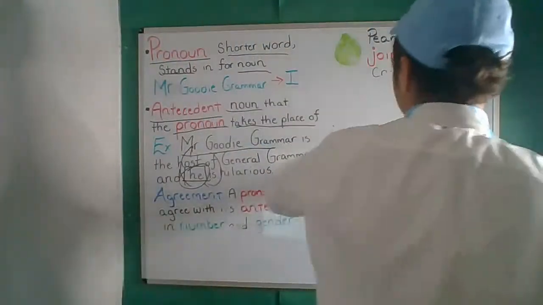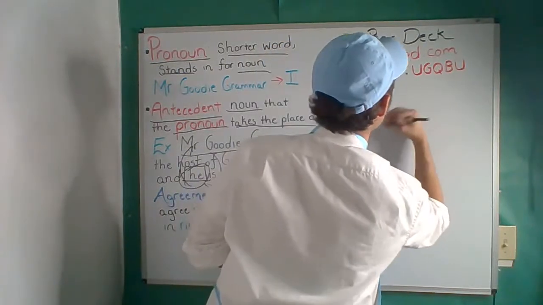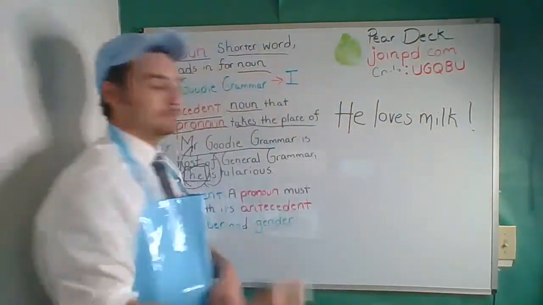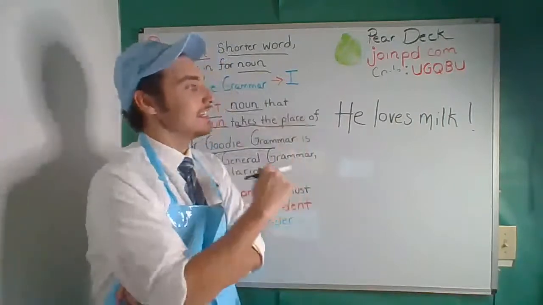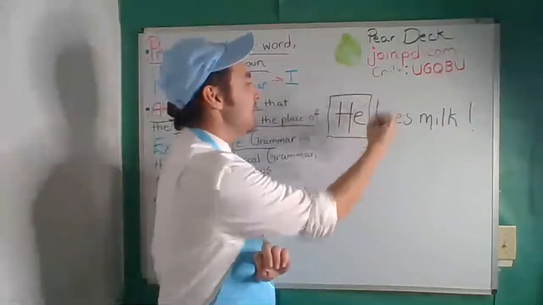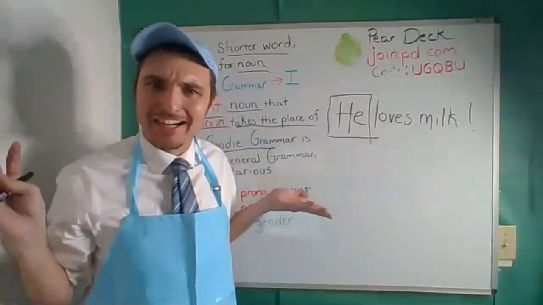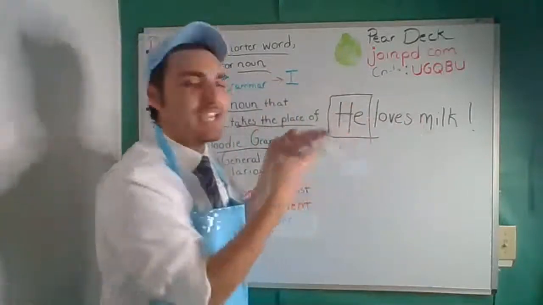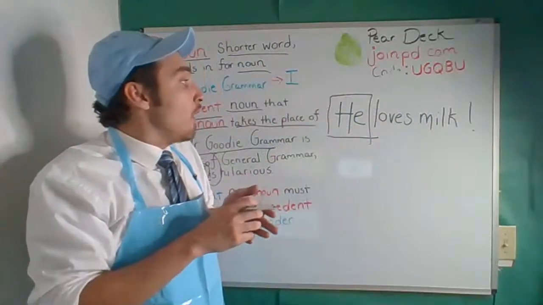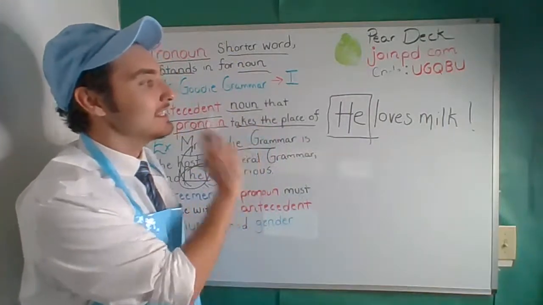If I were to just go, he loves milk. If I just had this sentence, he loves milk, and there was no prior context, I just had he. I'm going, who is happening here? I don't know who loves milk. He loves milk, but who is he? Are we talking John Travolta? Are we talking Leo? Are we talking Pennywise the Dancing Clown? I don't know. Why do I not know? Because there isn't a clear antecedent.